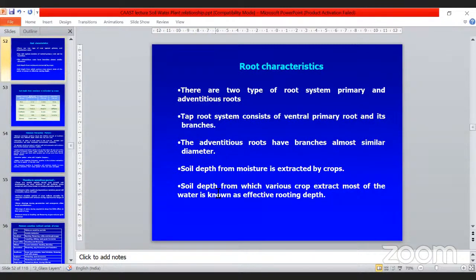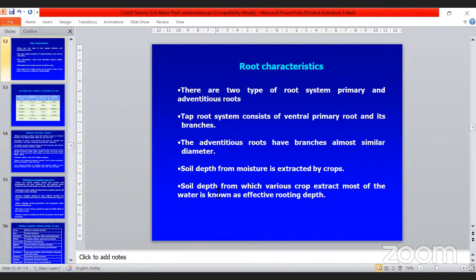In case of the root characteristics, there are two types of root system: primary and adventitious roots. The taproot system consists of a central primary root and its branches. That primary root is larger, and the small roots are there along the way into the soil. Then the adventitious roots are branches almost similar in diameter, because they are located the same, for example, rice or jowar or bajra.